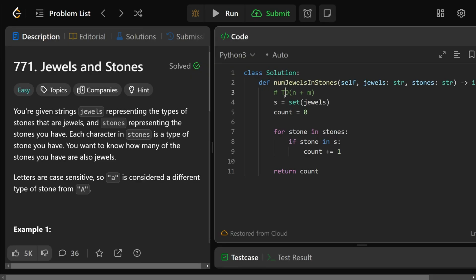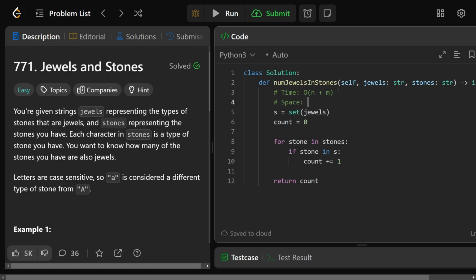Okay, so as we said, the time complexity is big O of n plus m, and for the space complexity, we are storing a set now, so the space complexity of this solution is O of n, because we are storing the jewels. And by the way, it's not clear which one of n or m is the jewels, so you would have to say to the interviewer, it's O of n plus m, where n is the length of jewels and m is the length of stones, and the space complexity is O of n.